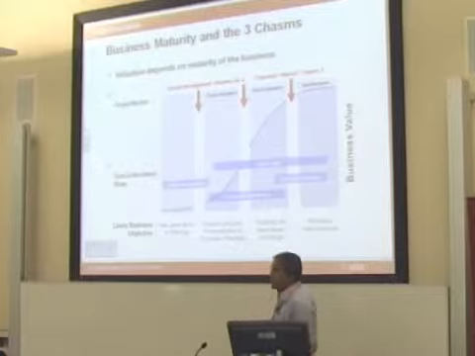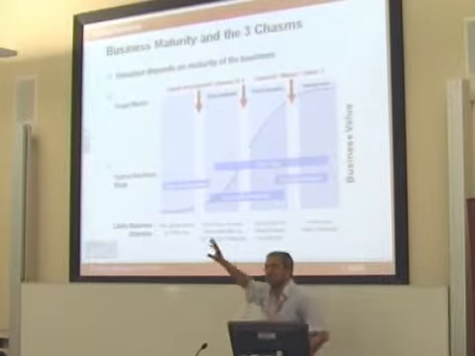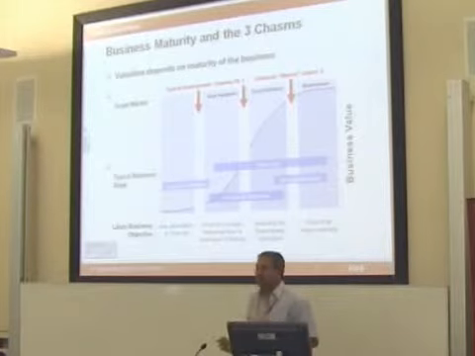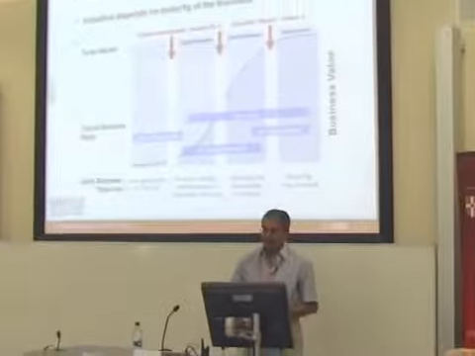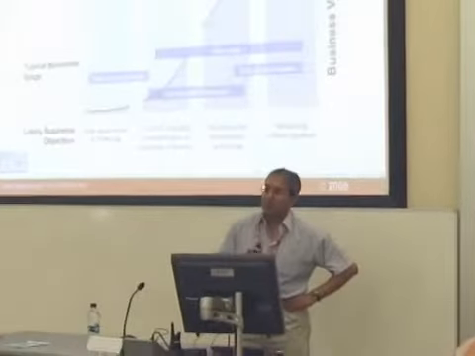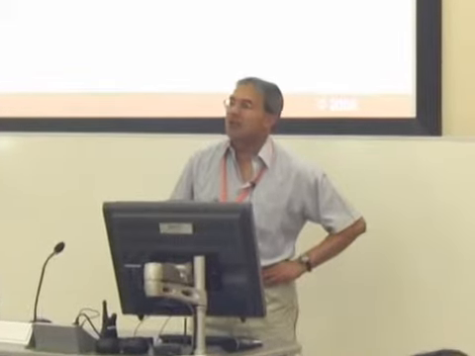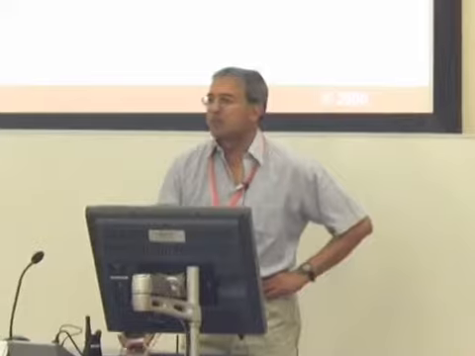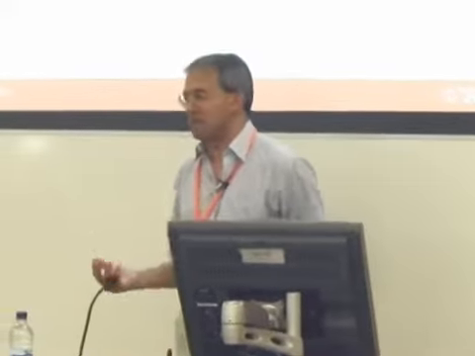What I've got up here is the left-hand side of the curve, because we're all interested in growing businesses. We're not interested in the bit of managing their decline on the right-hand side. So that's why we look at the left-hand side. Okay? And this is really about how valuation depends on the maturity of a business. So what I've got in here is this curve and three chasms. And a chasm is basically what you would imagine it to be. It's a gulf or a gap that you have to jump over.